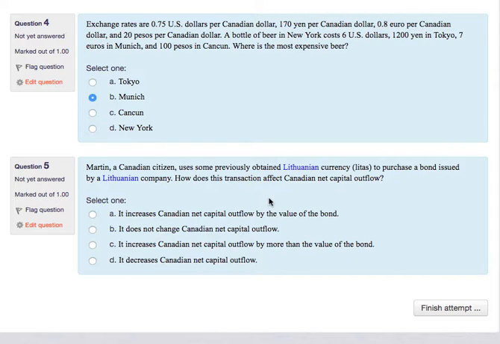It's as if you had extra euros hanging around and you decide to go to Europe and make a purchase. Well, you could have made that purchase a while back. You already had access to that capital. So it is not a net capital outflow. This transaction does not change net Canadian outflow. There's no more money flowing out. It has already flown out.